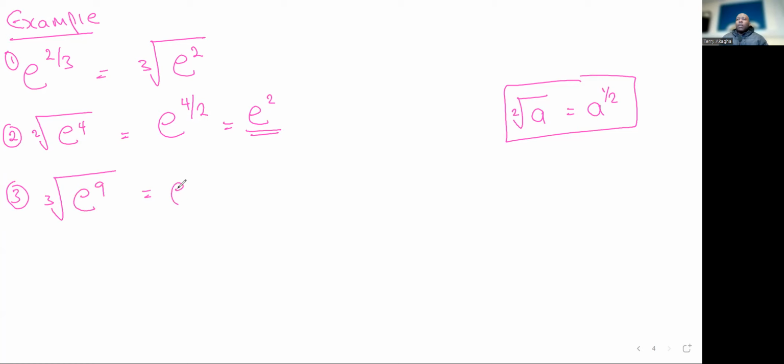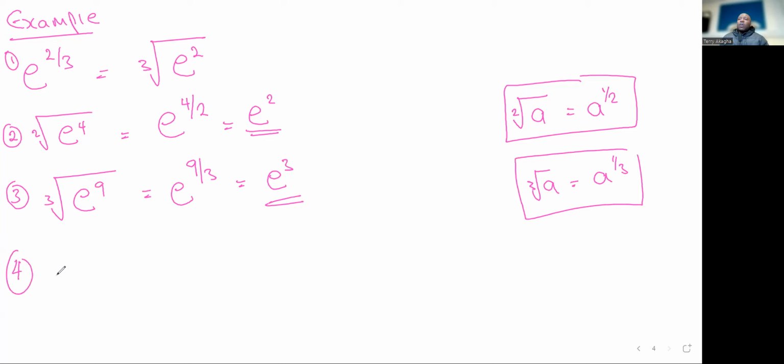Similarly, if for instance we have the cube root of exponent of 9, it's the same thing as saying the exponent of 9 divided by 3. Because similarly, the cube root of a is going to be a raised to the power 1 over 3. And when you divide this, 9 divided by 3 is going to give you 3. So it's exponent raised to the power 3. Or if, for instance, it's just the square root of e, then it's going to be an exponent raised to the power half.